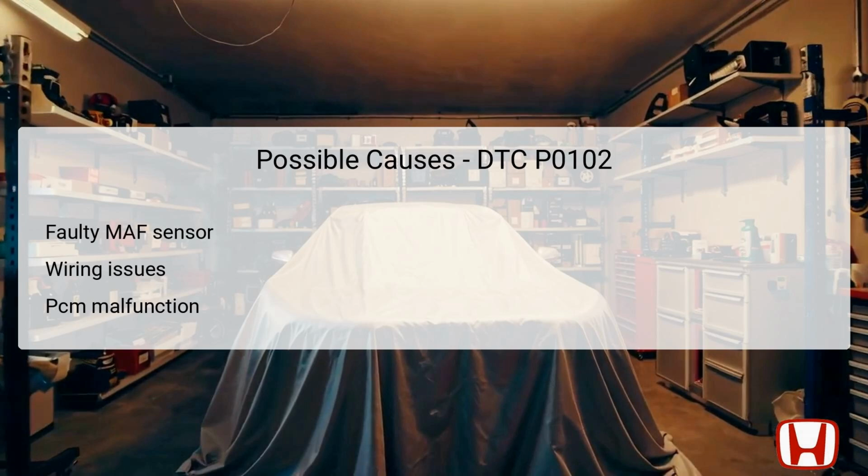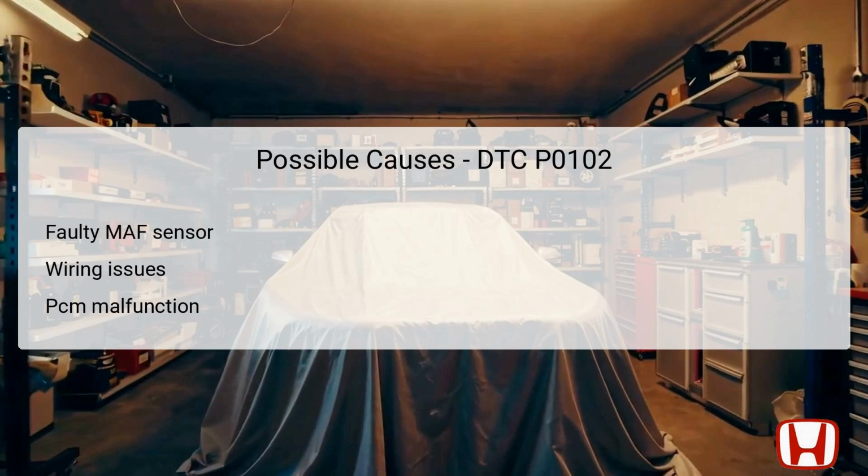Several factors can contribute to the occurrence of DTC P0102. First, a malfunctioning MAF sensor itself is a primary suspect. This can arise from wear, contamination, or electrical failures. Second, wiring issues such as frayed or damaged wires can lead to poor conductivity and result in low voltage signals being transmitted to the PCM.